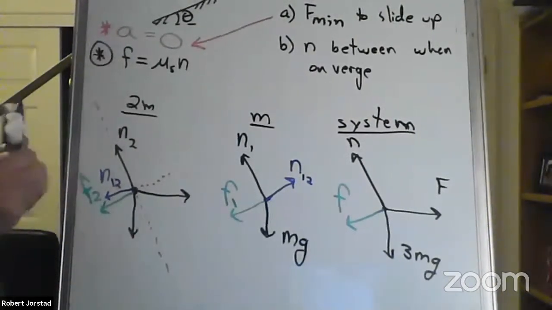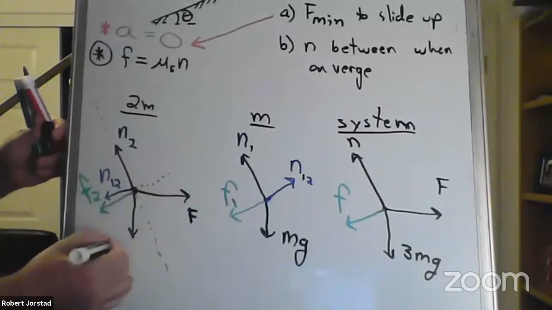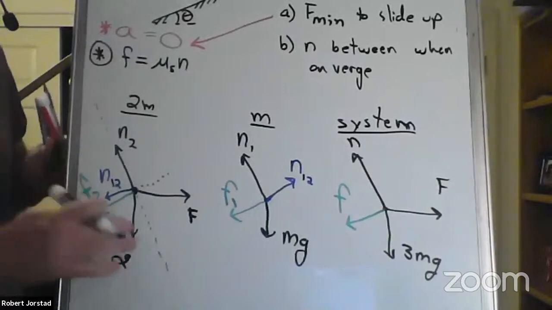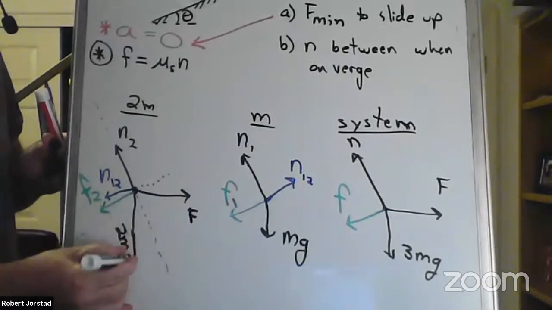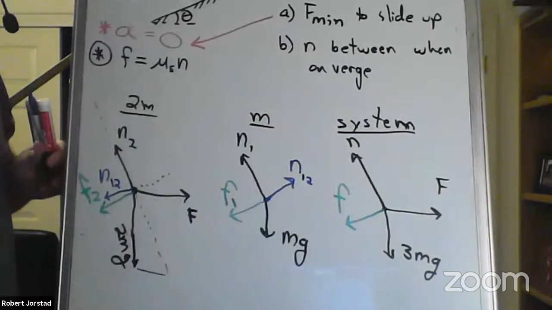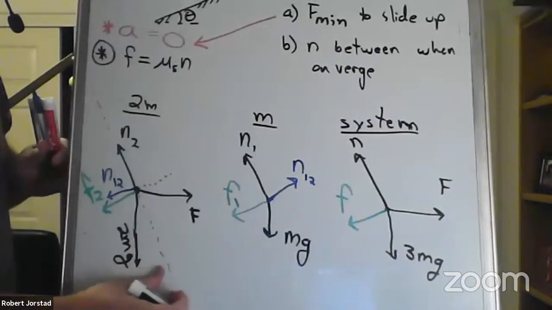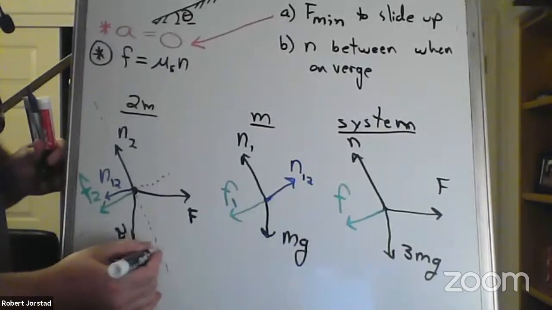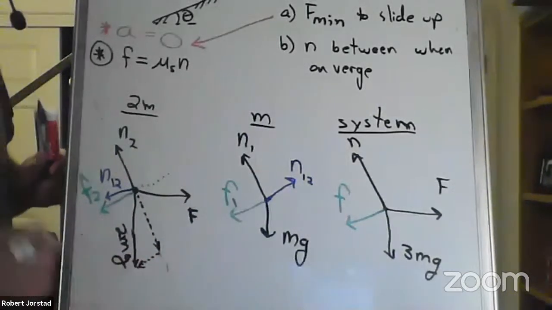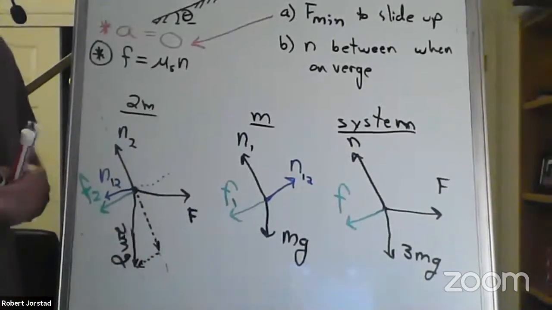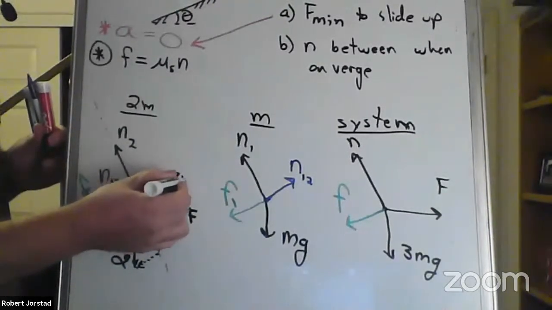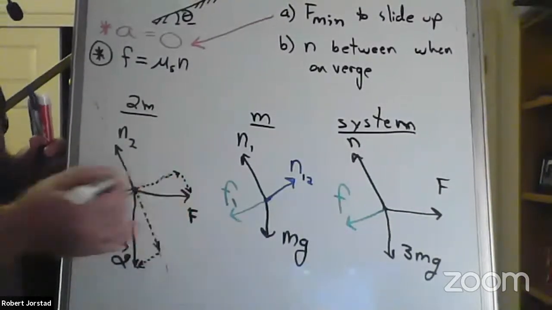So let me label this again. This was F, and this was mg. I think actually it was 2mg, right? Make that a little longer. The most common mistake here is people get lazy and do that. Don't do that. Remember, the components have to be parallel. And here you could guess you're probably going to get some standard mg cosine and mg sine stuff. Here, we're going to get some F cosine and F sine.